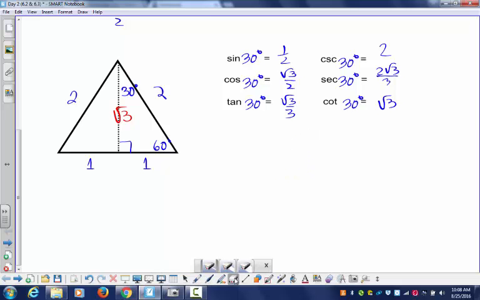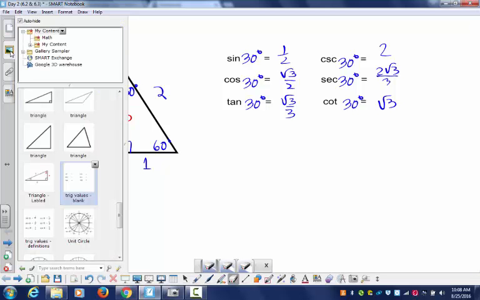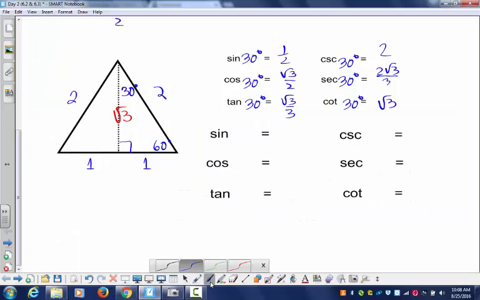And then the 60-degree one, we can do it in 2 ways. We learned a really cool technique at the end of last class that cofunctions of complements are equal, and 30 and 60 are complementary. So let's approach the 60-degree one that way, just as a refresher of that important concept that cofunctions of complements are equal.